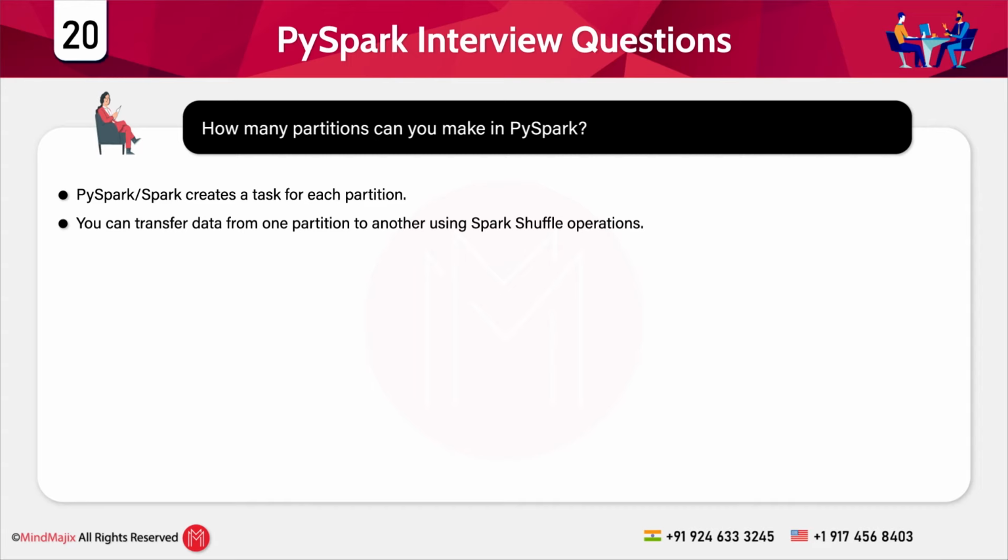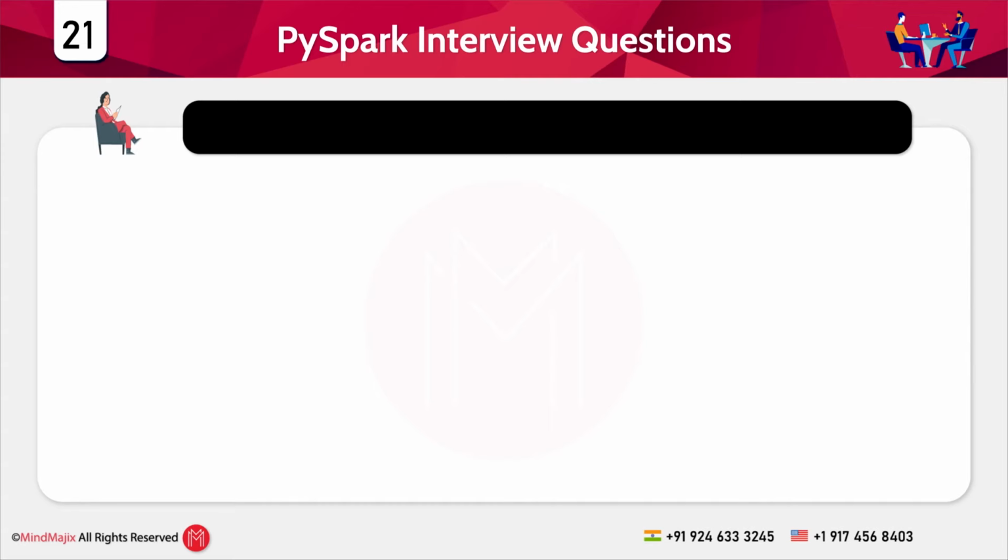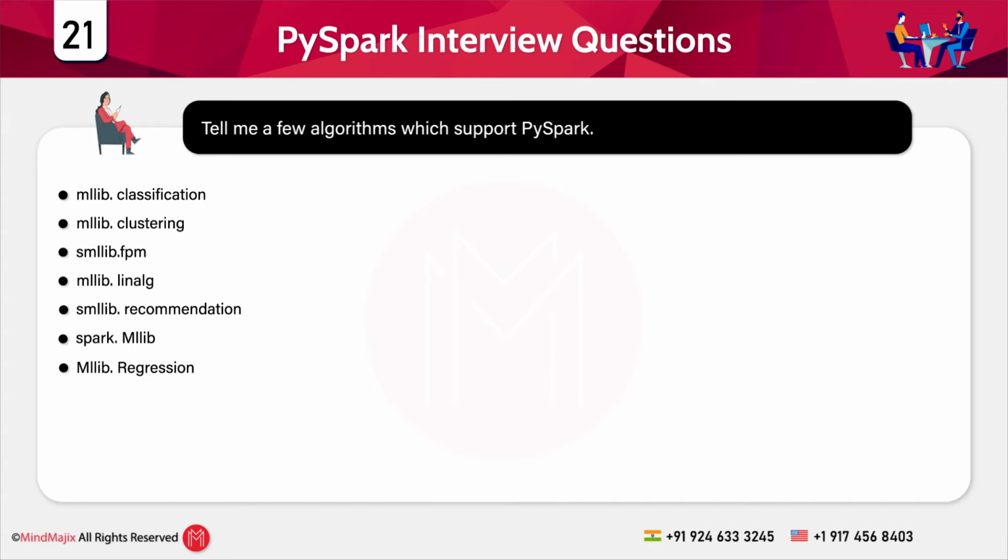Now question number 21 onwards, we will be covering questions which are meant for the experienced candidates. So the next question is, tell me a few algorithms which are supported by PySpark. As you can see on the screen, these are the algorithms that are supported by PySpark, such as MLlib.classification. Then you have MLlib.clustering. Then you have the MLlib.fpm. You also have MLlib.linalg, or you can have MLlib.recommendation. Next, you have Spark.mllib and MLlib.regression. So these are some of the algorithms that are supported in PySpark.